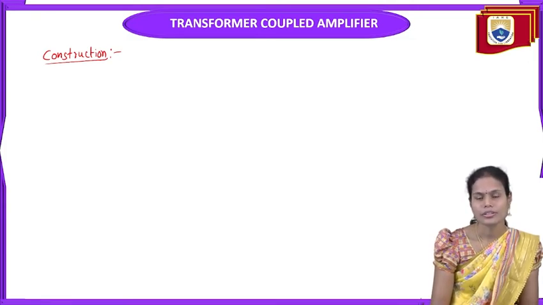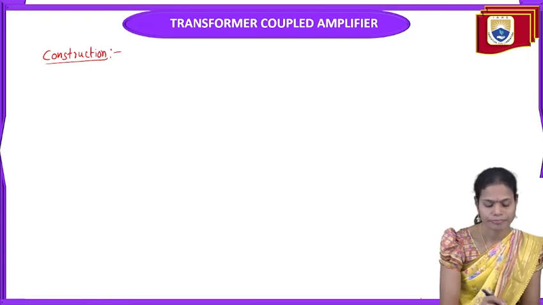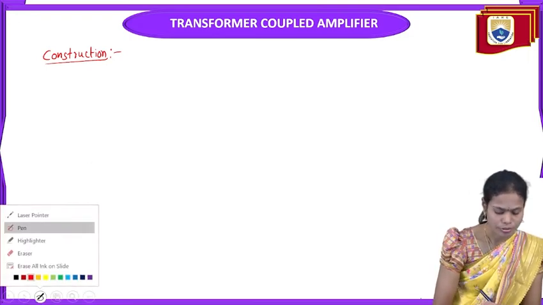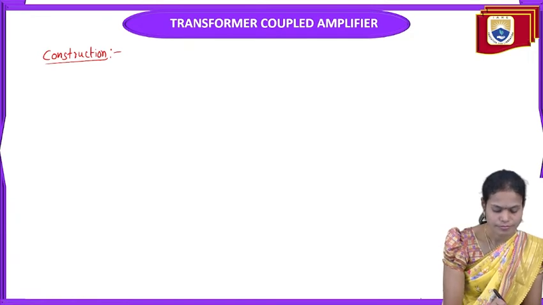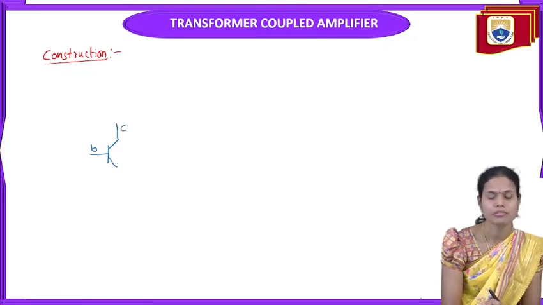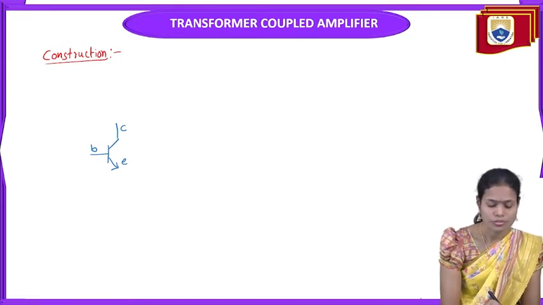So here I'm going to construct the two-stage transformer coupled amplifier. In order to construct it, we require two transistors, so I'm taking the two transistors. This is the base terminal of the transistor, this is the collector terminal, and this is the emitter terminal. For the emitter terminal, we have the emitter resistor as well as the emitter bypass capacitor C.